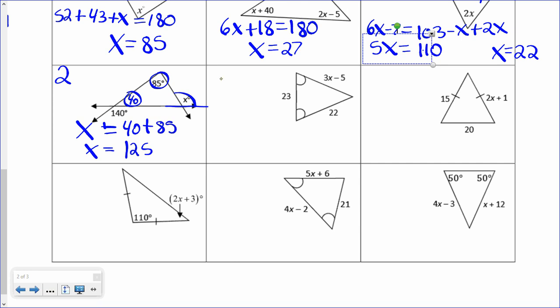The third? Okay, remember the third theorem says that if you have two congruent sides, then two angles are congruent. Or, if you have two congruent angles, you have two congruent sides. In this picture, I have two congruent angles. So that means somewhere in here I'm going to have two congruent sides. You guys have to be very careful. Which two are congruent?